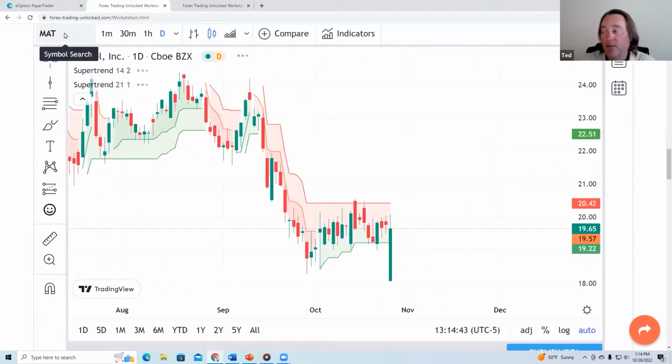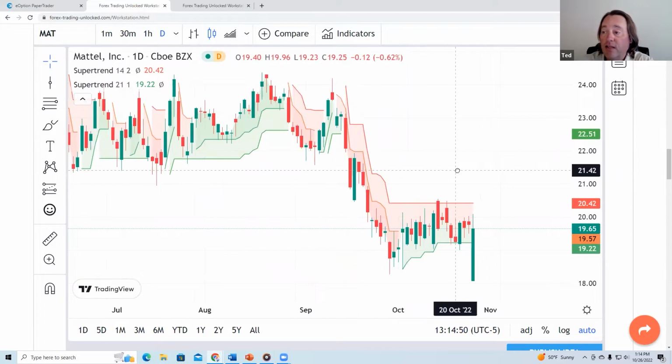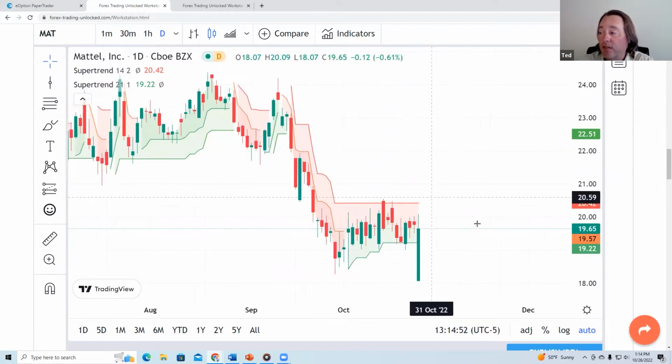Let's look at something a little closer to home. All right, Mattel has a very big move today. Look at how up and down it was today. So a lot of volatility. The trend is definitely lower here. Let's take a look at what the options chain is in Mattel.